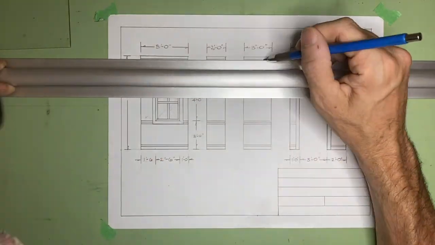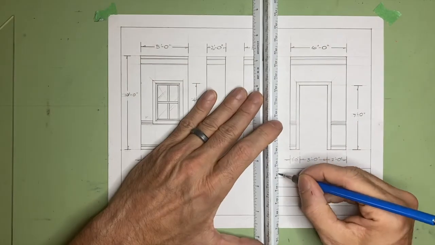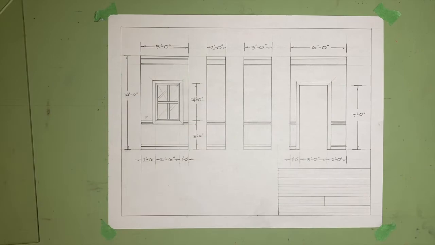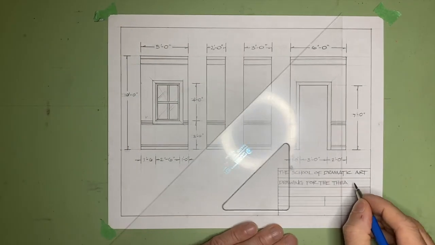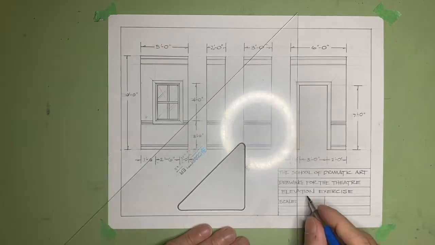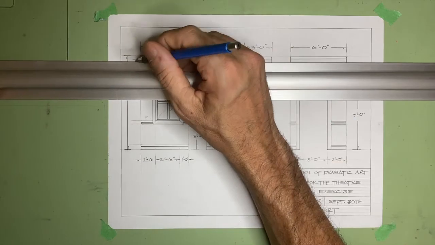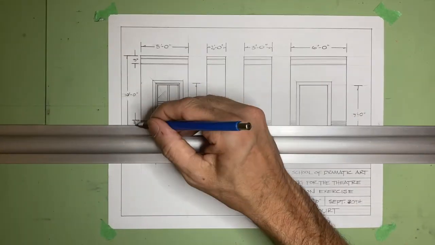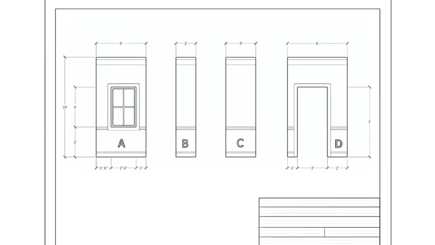Add some details to the window. I didn't give you any measurements for that, so come up with something. Now I'll finish it off by putting guidelines in my title block and putting all the information for the drawing. Oh, almost forgot the measurements for the molding. You've now completed your first set of elevations for a small interior set.